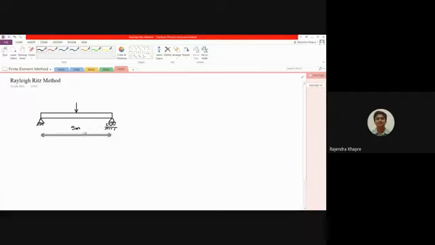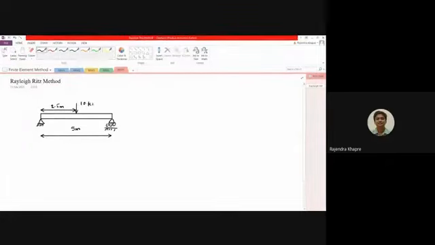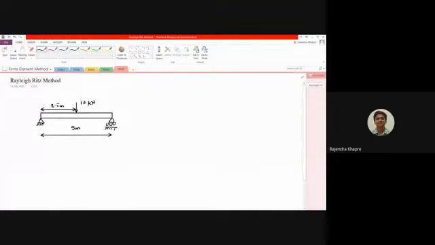If the load is acting at the center, then of course the span over here will be 2.5 meters. Now the load value is also given to you. This load value is 10 kilonewtons, which is acting at the center. For this problem, the value of E is also given to you, and the value of I is also given to you.